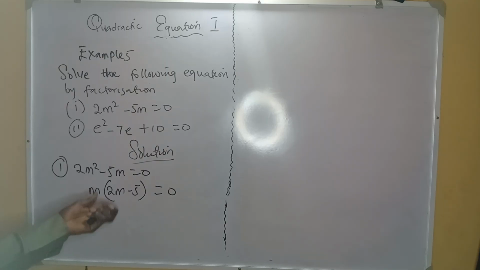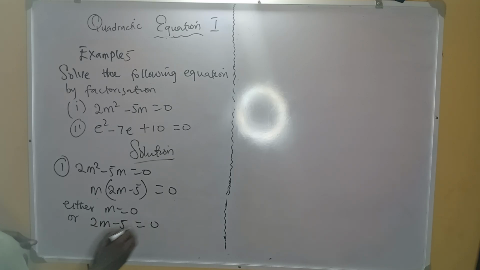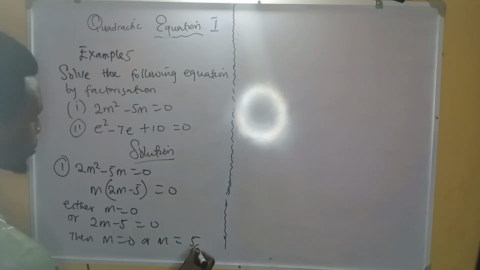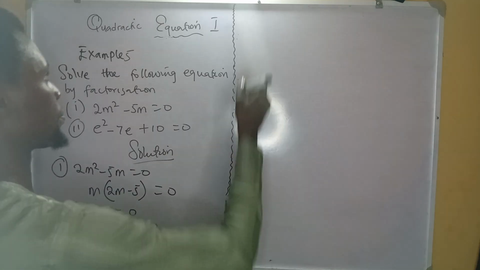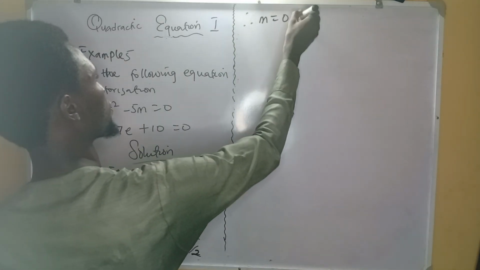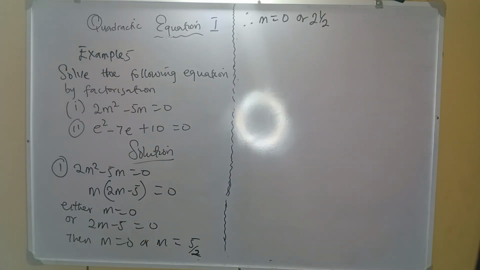Now you have gotten a product of two factors. Whenever you have a product of two factors, remember either the first factor is 0, or the second factor equals 0. So m would be 0, or m would be, in this case, 5 divided by 2. So therefore you can say that m equals 0, or 2 and 1 over 2, because 5 over 2 is 2 and 1 over 2.